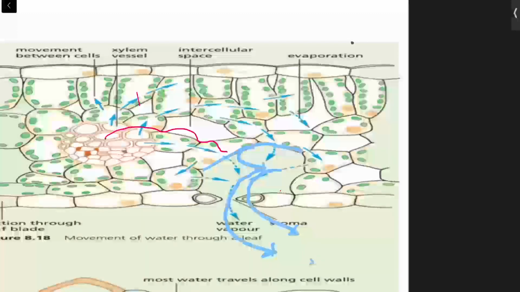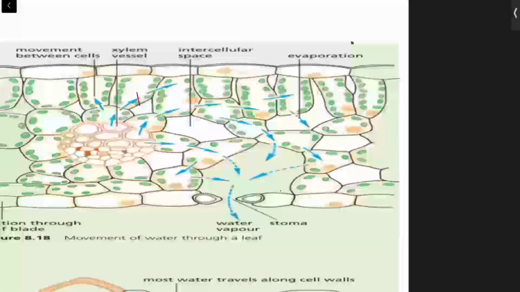Water we're talking about is liquid water. This is gas. That's why this is called diffusion. Evaporation of water from the surface of mesophyll cells into the air spaces, and the diffusion of this water vapor from the air spaces through the stomata into the atmosphere. That is exactly what is happening, right? So evaporation into the air spaces, then diffusion through the stomata into the atmosphere. Is that clear? Next.